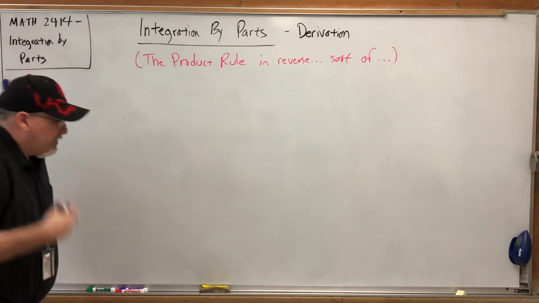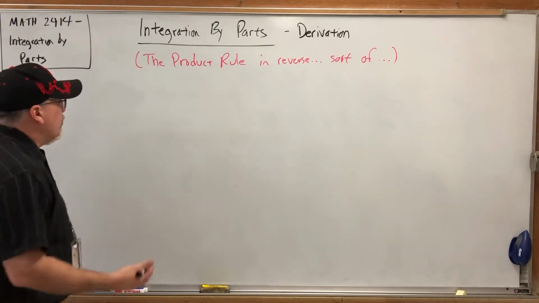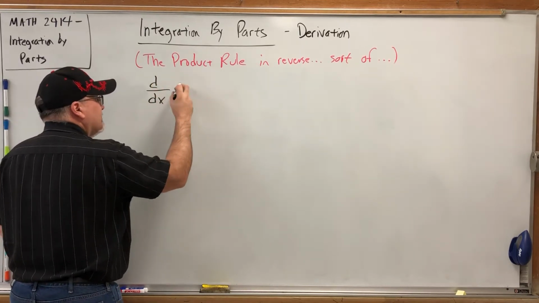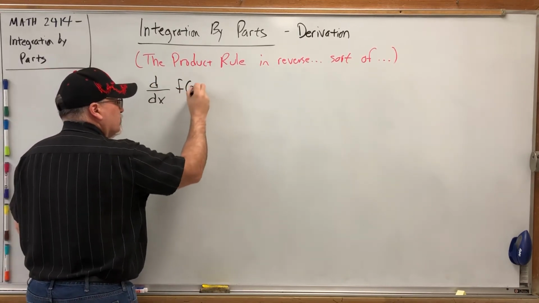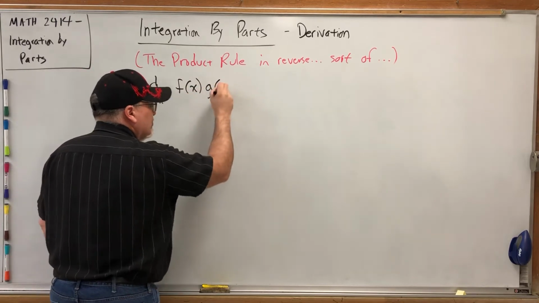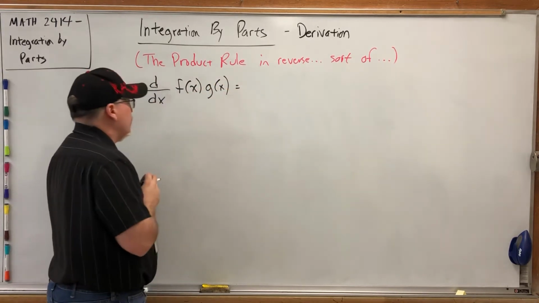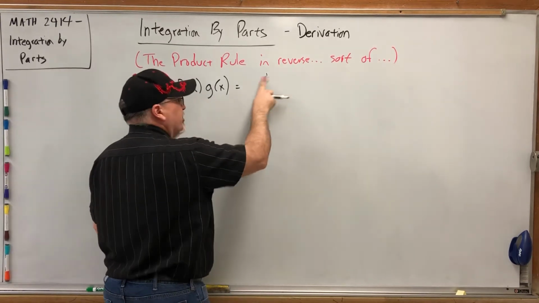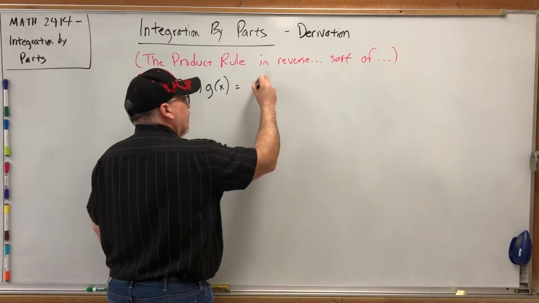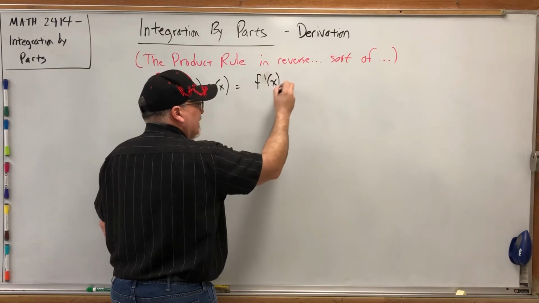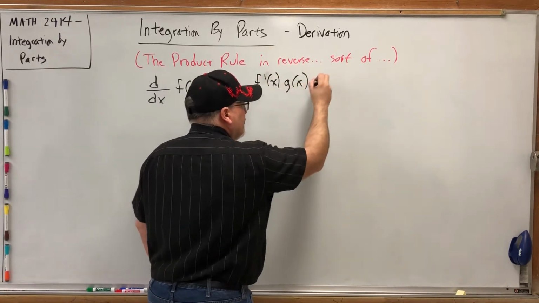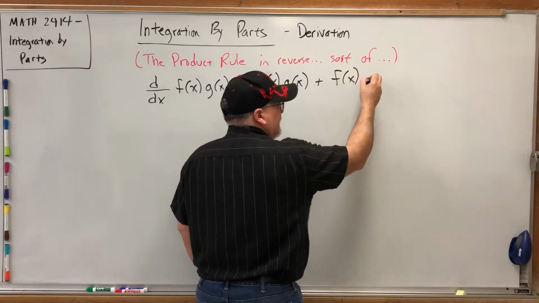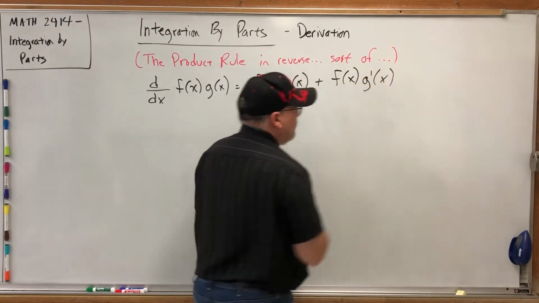Well, if we start with the product rule, we could say something like the derivative with respect to x of the product of two functions, we'll say f of x times g of x, is equal to the derivative of the first, and let's use prime notation over here. The derivative of the first, so f prime, times the second, g of x, plus the first, f of x, times the second, g prime of x.